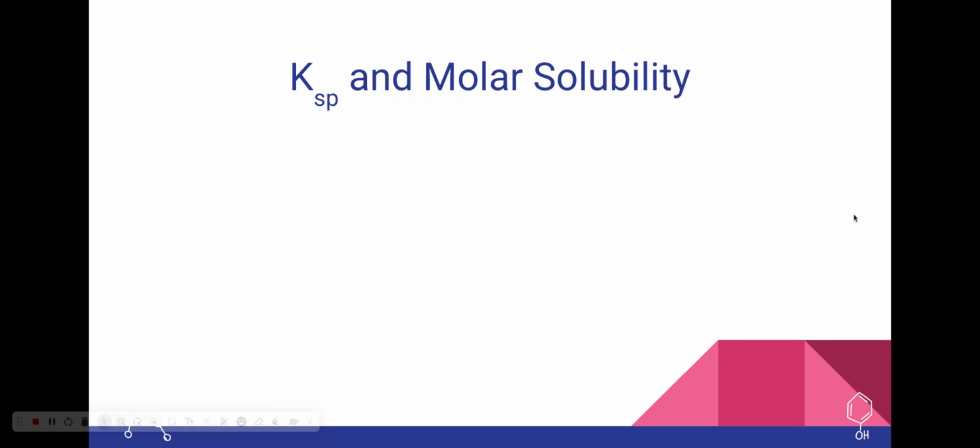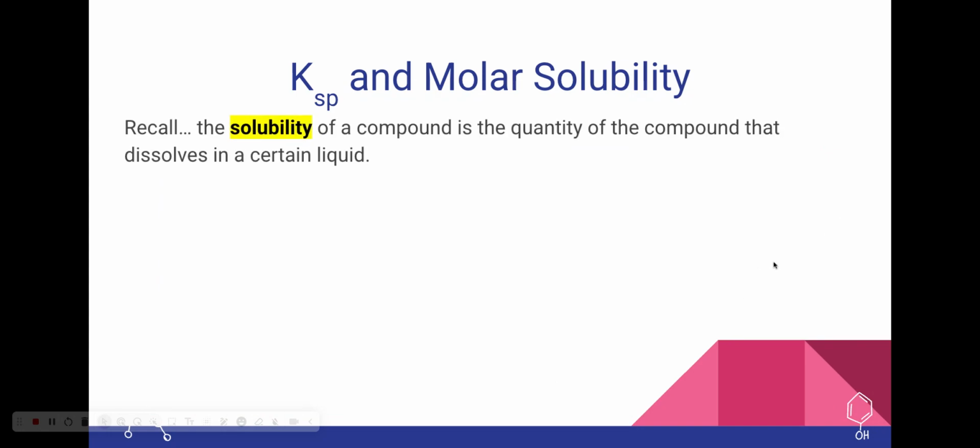So let's talk about the solubility product constant, or Ksp, and something called molar solubility. As a reminder, the solubility of a compound is the quantity of that compound that dissolves in a certain liquid. We said in Unit 3 that like dissolves like. That means a polar solute will be dissolved by a polar solvent, and a nonpolar solute would be dissolved by a nonpolar solvent. Now, what dissolves ionic compounds? Well, polar solvents, so water is an example.